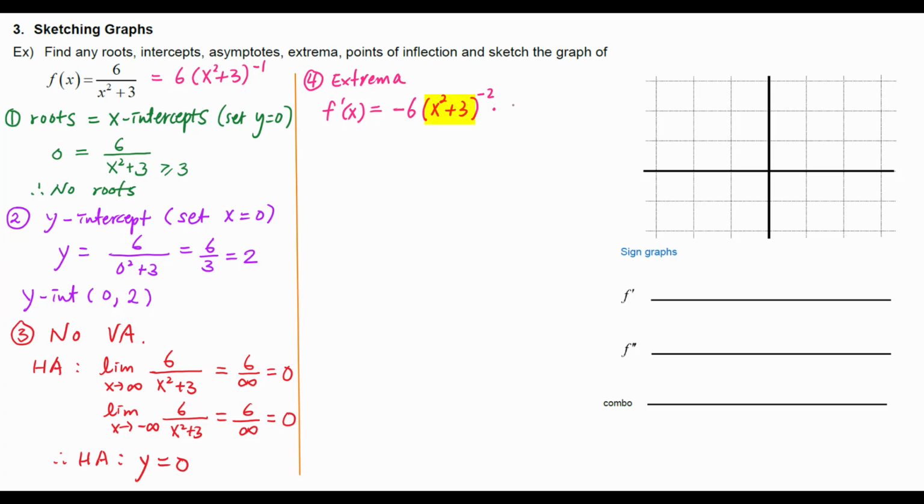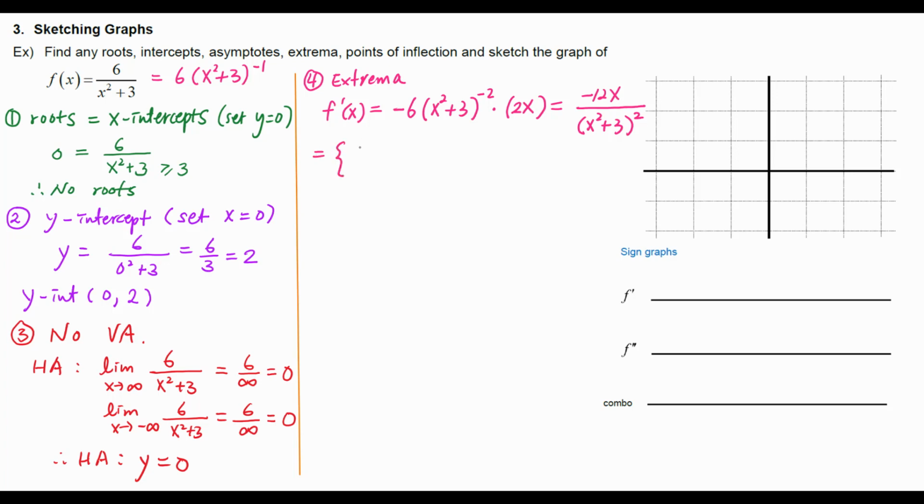Take the derivative of the inner function, which is 2x. When you simplify this, it is negative 12x in the numerator, and you have the quantity x squared plus 3 to the positive second power in the denominator. And critical numbers are numbers such that f prime is 0 or f prime is undefined.